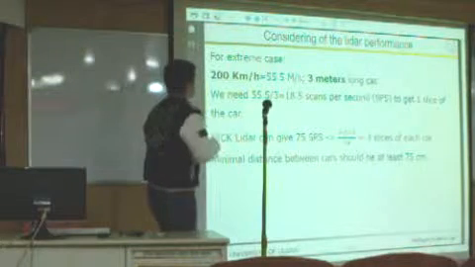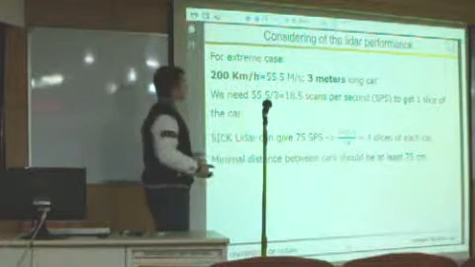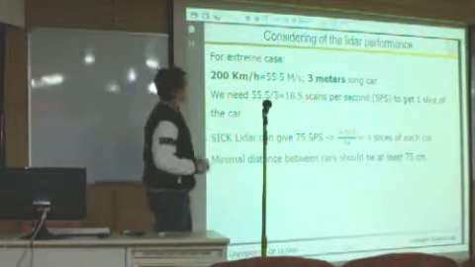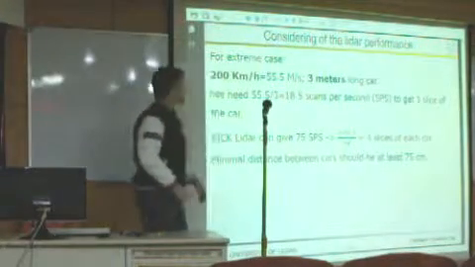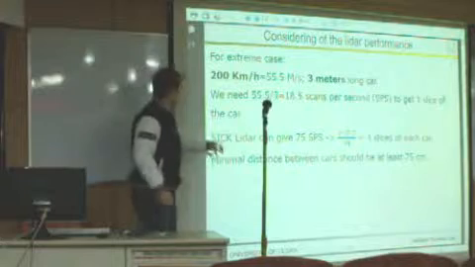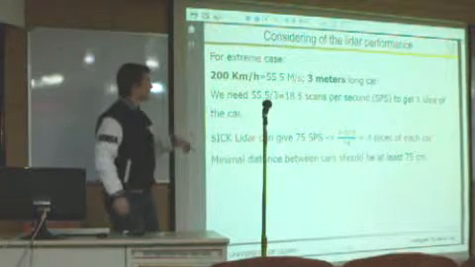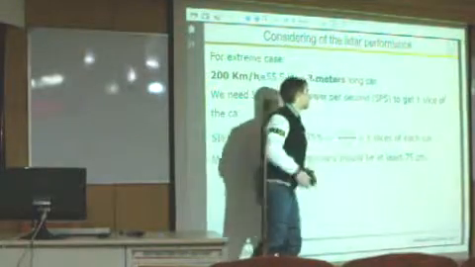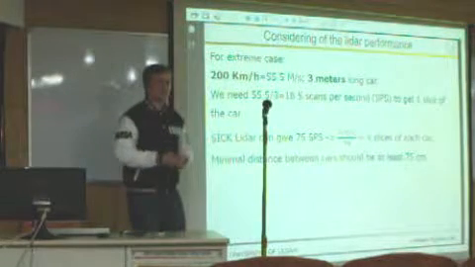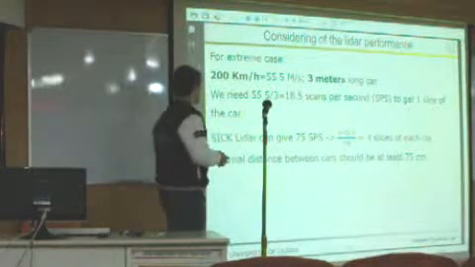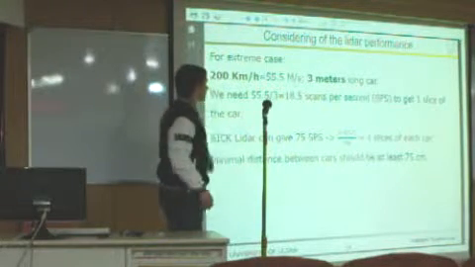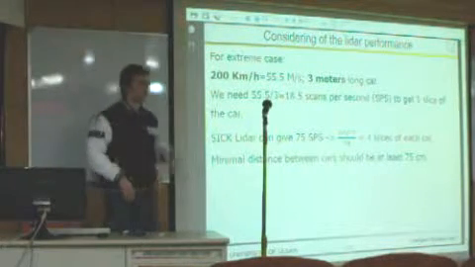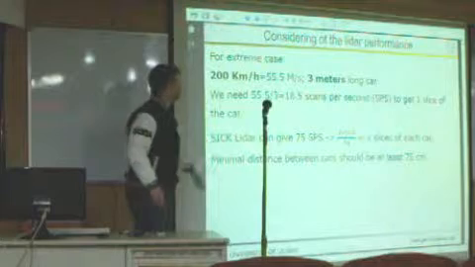Consider LiDAR performance for an extreme case: 200 kilometers per hour and a very small car, like a 3 meter long car. We need 18.5 scans per second to get at least one slice of the car. We have the Stick LiDAR which can give 75 scans per second, and it will give 4 slices of each car. I think it's enough for us to guess the shape of the car. And the minimal distance between cars at that speed should be at least 75 centimeters. I think no one will run so close with so high speed. So we can use our Stick LiDAR for our tests.